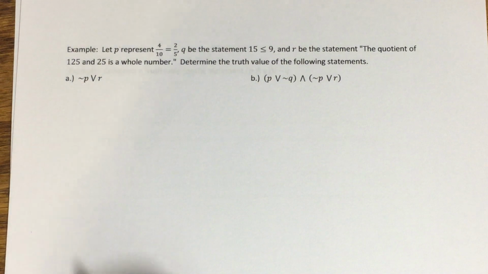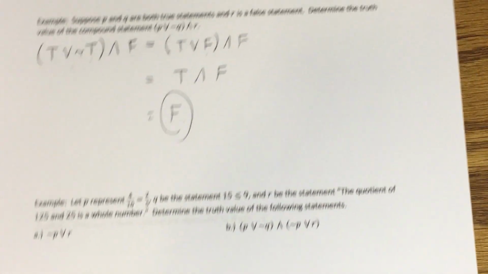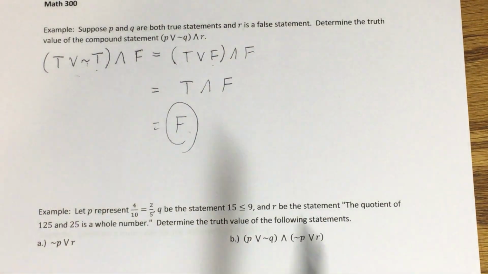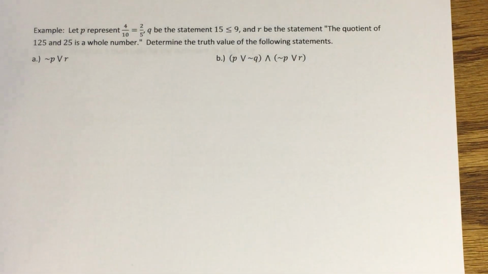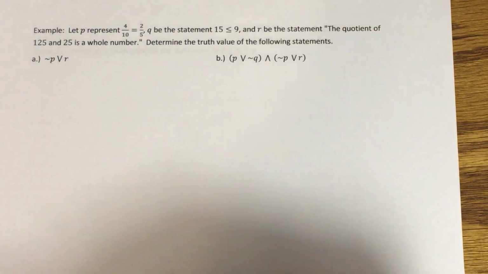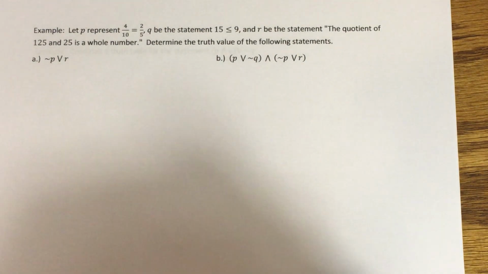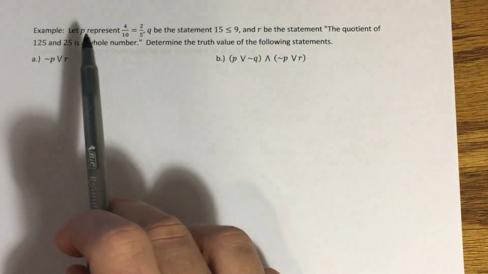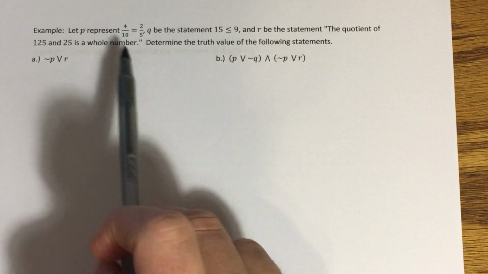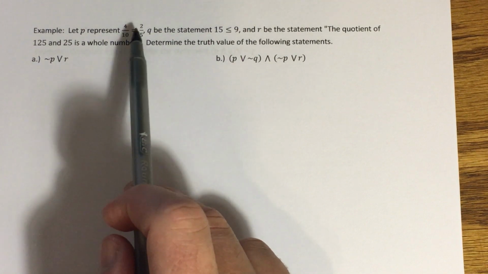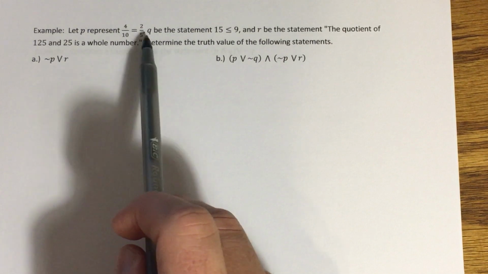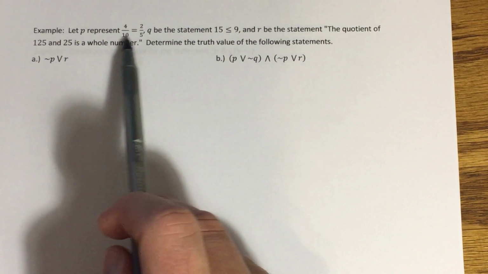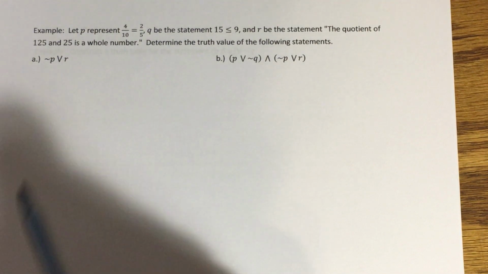So before we could do any of that, we're going to work through this example basically the same way that we did this one, but now it's up to us to determine the truth values of P, Q, and R. We're not told whether they're true or false this time. We have to figure that out. So P, is P true or is P false? Well, 4/10 is equal to 2/5, and that's easy to verify because if you simplify this fraction, you'll end up with this fraction. So yeah, P is true.